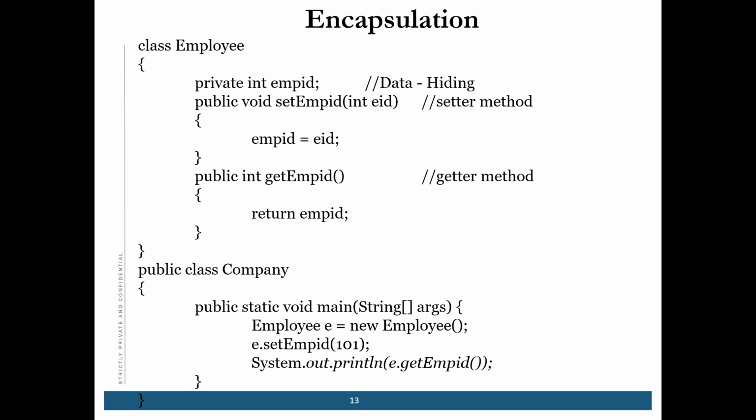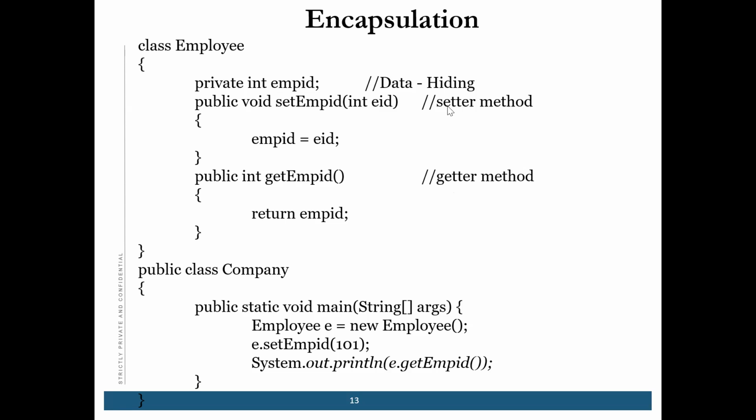So there is a class Employee where we have private data. Data always means a variable, not a method. It should be clear that it is a variable which we are using. This is a private variable and this is a public method. The method should be public and the variable should be private. So what we can do is declare a private variable and public methods: a setter method and a getter method.